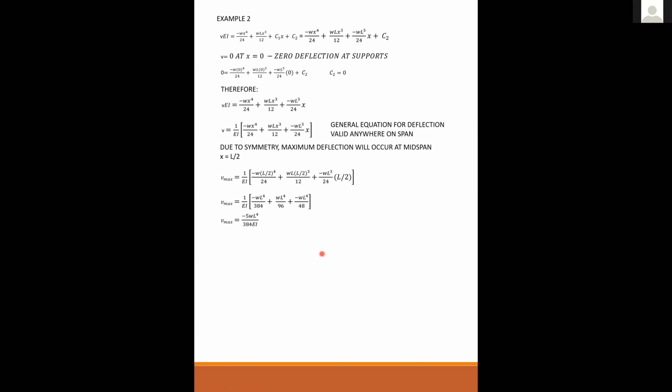I have a question, Professor. So I just realized that when the slope is zero, it's the inflection point where the shear is, right? Yes. Where the slope is equal to zero is where the shear is equal to zero, and the moment is at its maximum, at its highest.